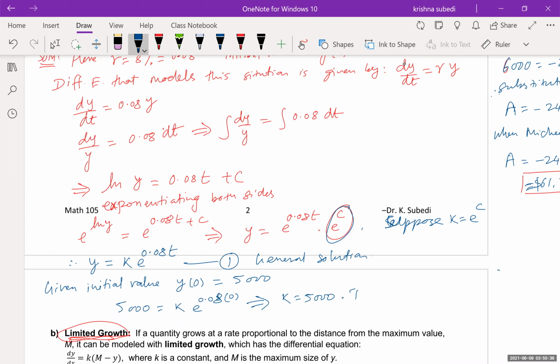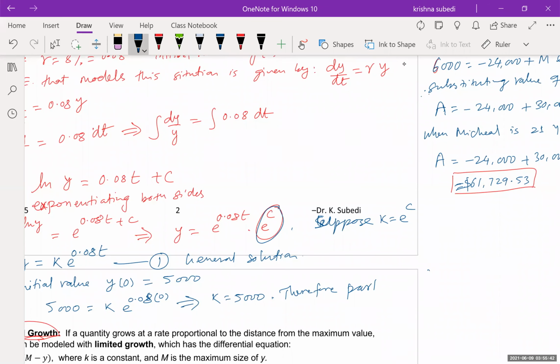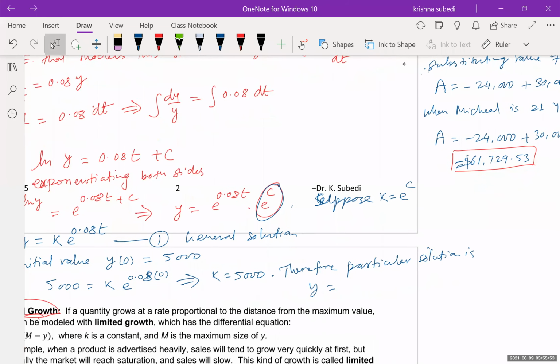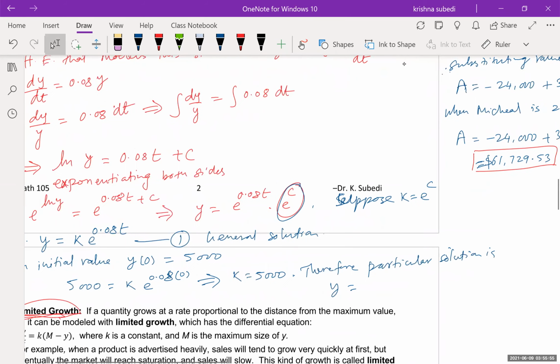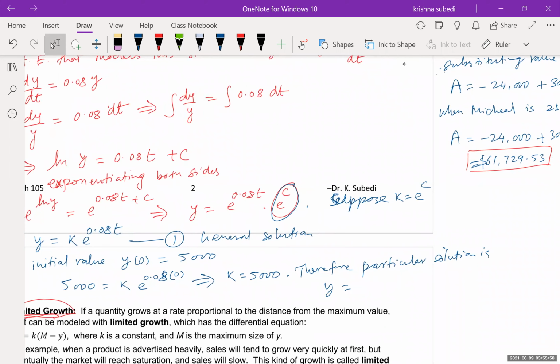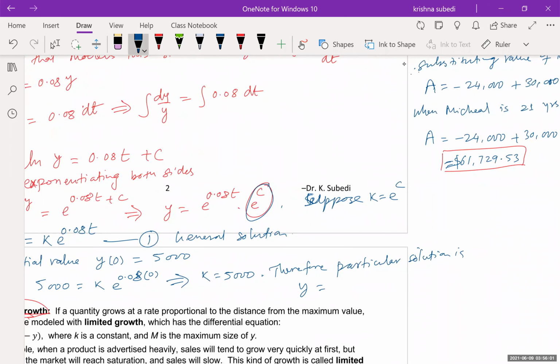Therefore the particular solution is y equals, substitute the value of k in equation 1. You're going to get y equals 5000 e raised to the power 0.08 t. Okay, this is your particular solution. This is what we are required to find.